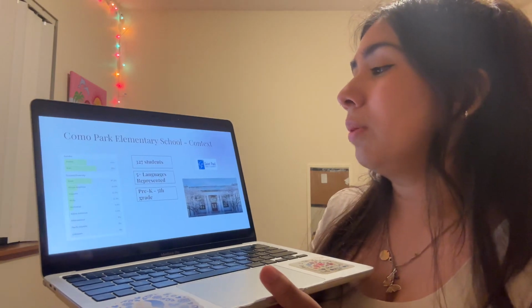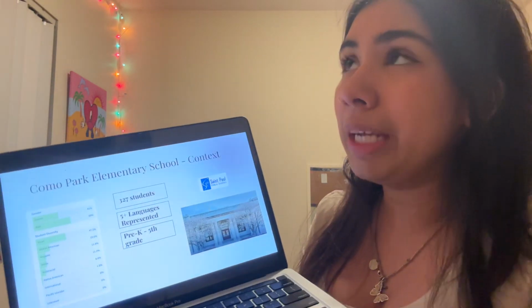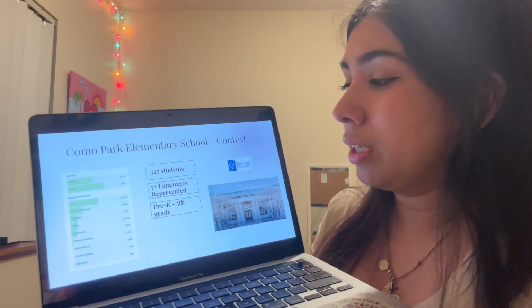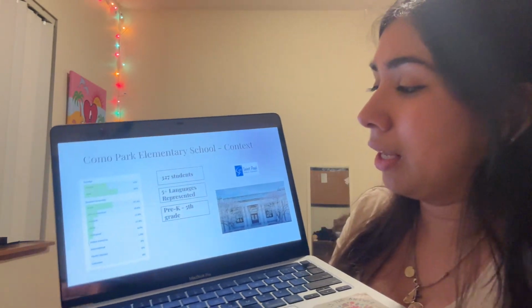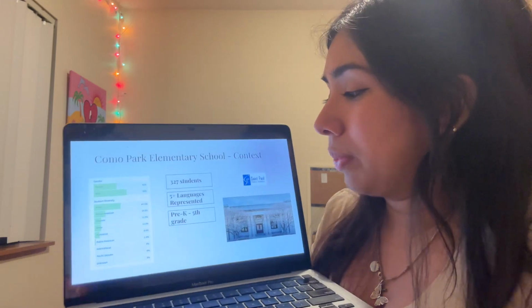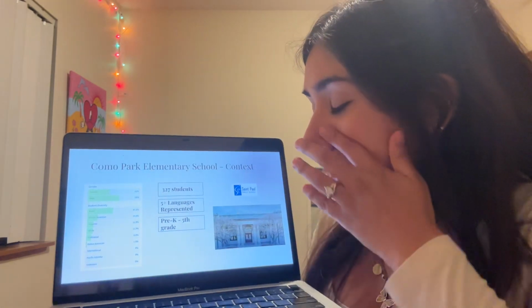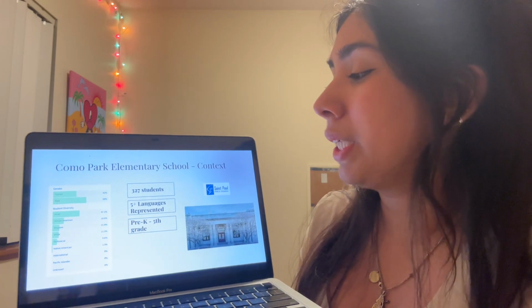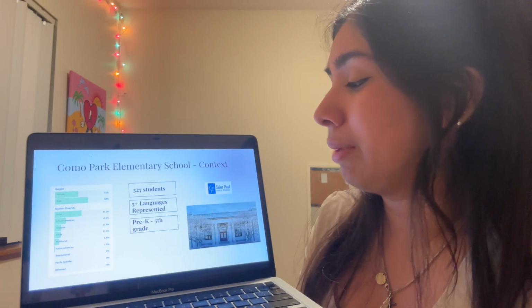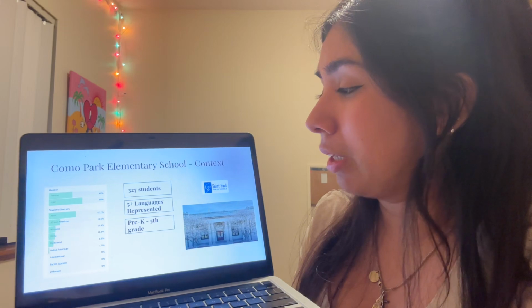school. The major population according to race and ethnicity is Asian, with 47% of Asian students. Then our next most represented is African American, around 20%. Hispanic is around 12%, and then white 12%, multiracial 8%, and Native American 1.5%.